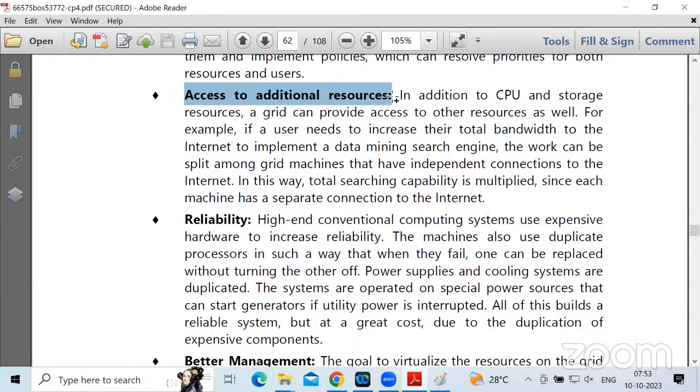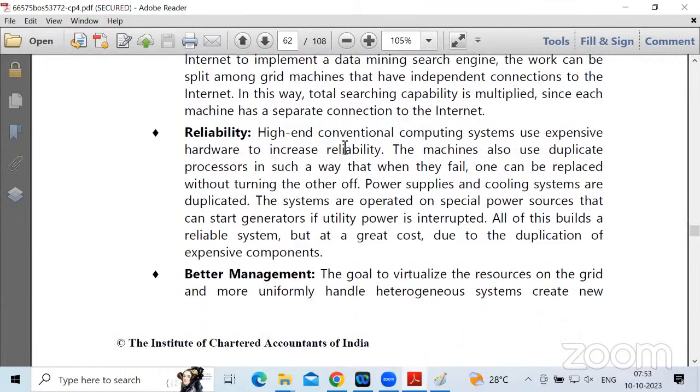So you can have access to additional resources because of your virtualization concept. Let's say one computer, if it works for 10 minutes, the output is lesser. The same computer, if it is subdivided into, let us say, 10 computers, then automatically it can function as 10 computers, and within 1 minute, the task can be completed. Thereby, the access to additional resources is also possible.